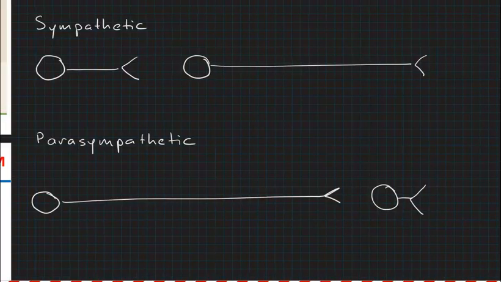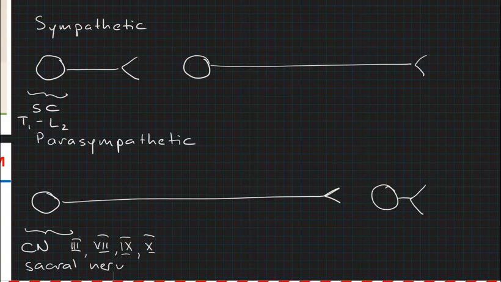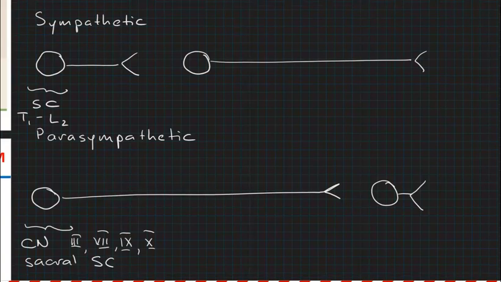So now the location for sympathetic, where is it? Where do they start? Preganglionic fibers of sympathetic, which organ? Where do they originate? Spinal cord, T1 to L2. Parasympathetic, cranial nerves 3, 7, 9, 10, and the sacral region, not nerves, sacral spinal cord. Okay, so far we good?